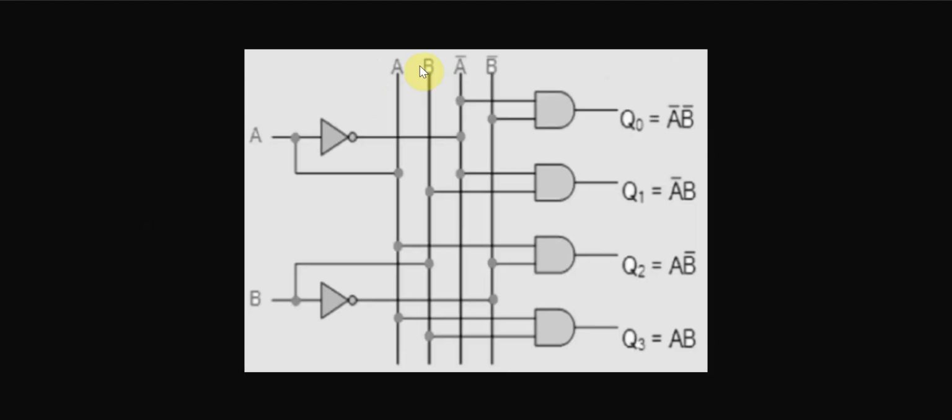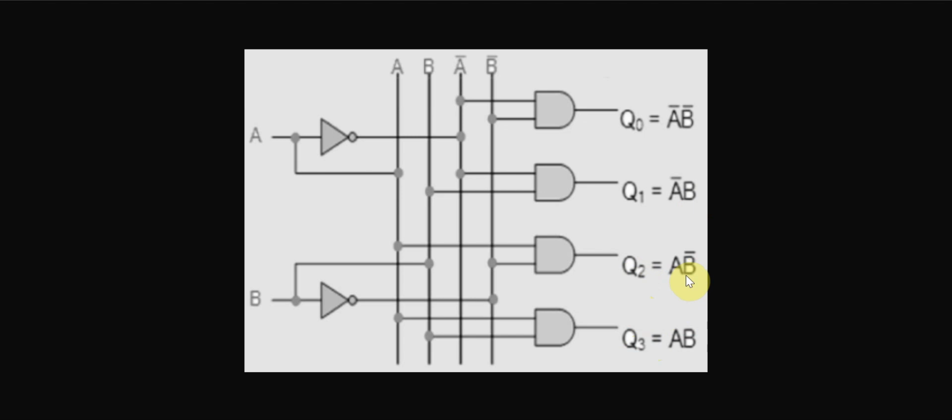Coming to their Boolean expressions, Q0 was 1 at 0, 0, so we write it as A bar B bar. And Q1 was 1 at 0, 1, so we write it as A bar B. And similarly for Q2 and Q3.